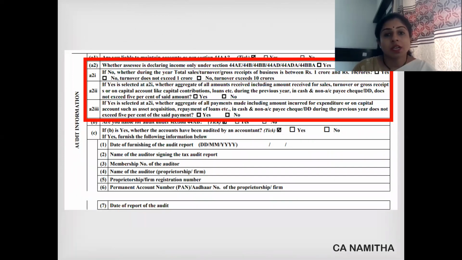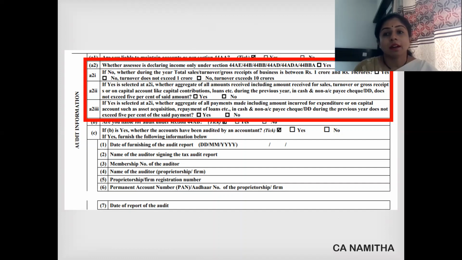Major part of the changes are covered in ITR 3 and 4. Now moving on to the third change, that is regarding the declaration under presumptive taxation. As you all know, the tax audit is applicable if the gross turnover from the business exceeds 1 crore. However, if the cash receipts or the cash payments are below 5%, then the limit has been increased to 10 crores. That is the tax audit limit.